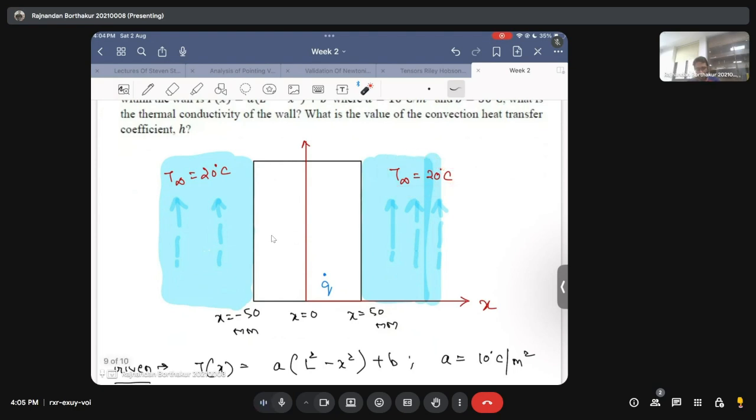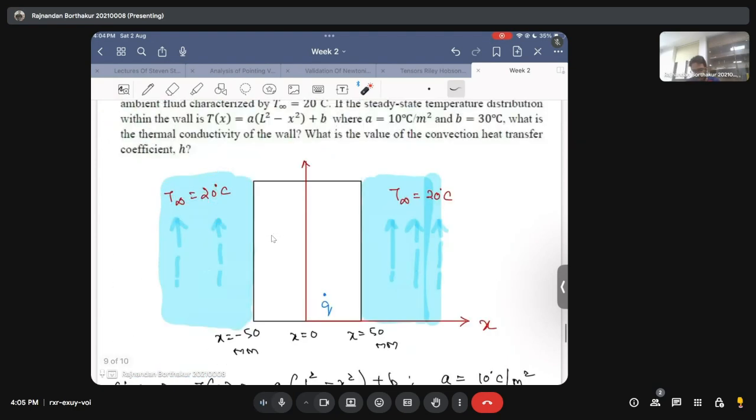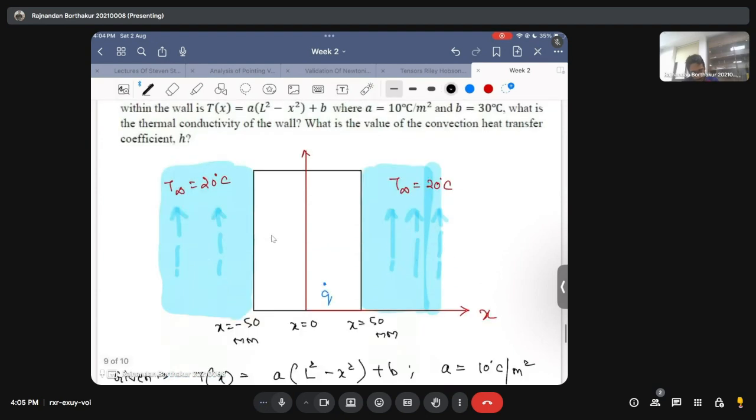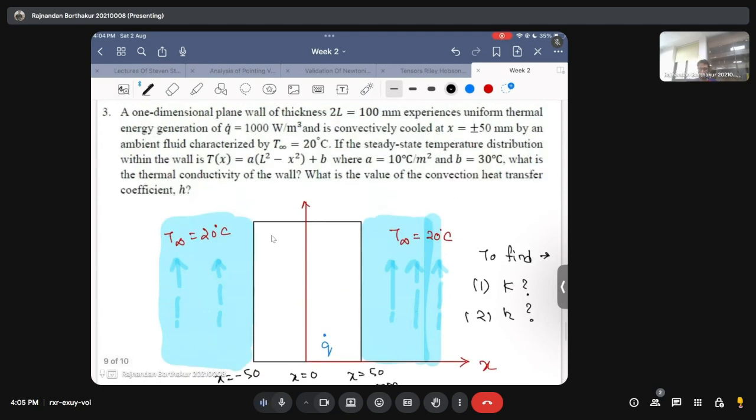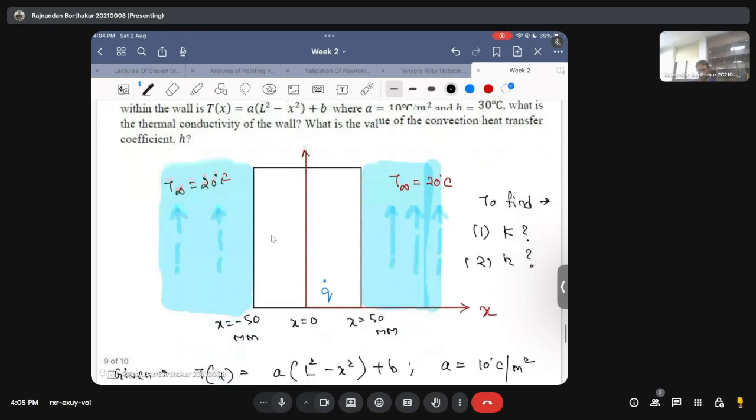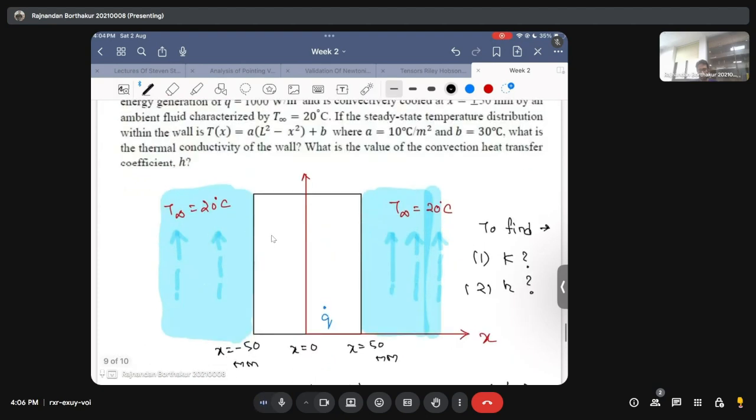Okay, so given this scenario, what you need to do is find, number one, the thermal conductivity of the slab or the wall material, that is k. And second, the heat transfer coefficient associated with the flowing fluid. That is something that we need to find. All right, so we'll do the analysis of this problem.